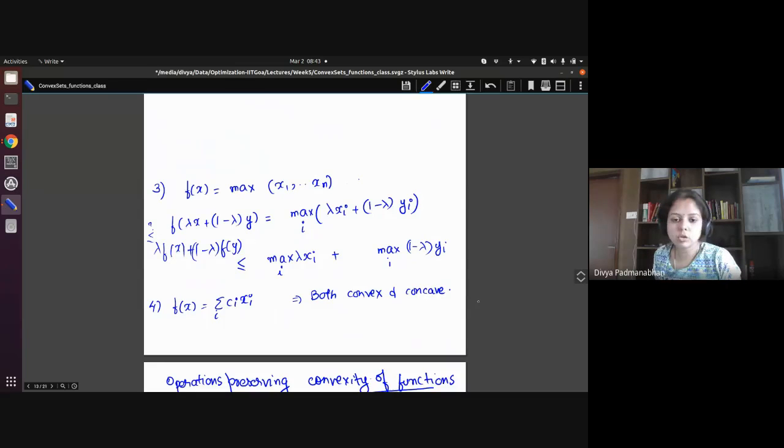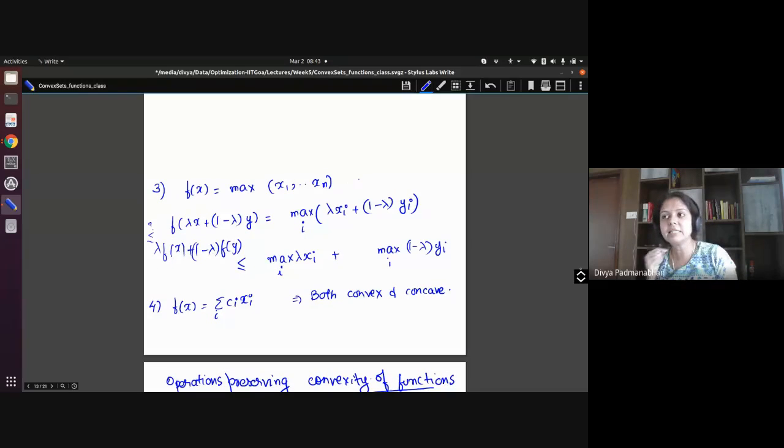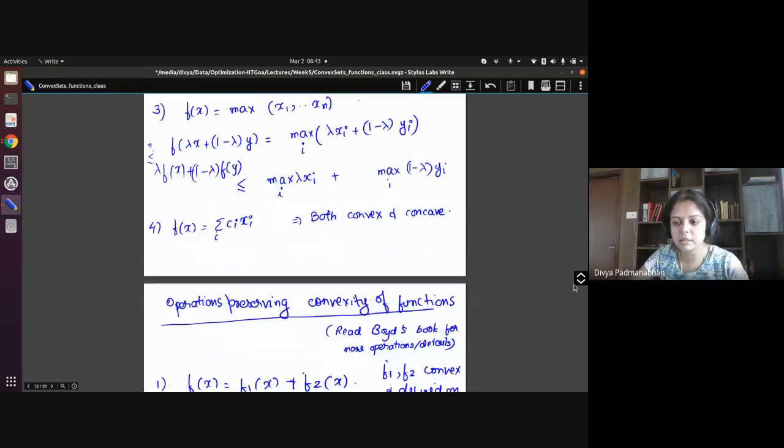And there are so many examples of convex functions, and you're encouraged to go through the Boyd book for all these examples. So in general, like we did for convex sets, there are some operations which will preserve convexity, so that helps you conclude even faster whether some function is convex. So that is applicable here too. Like in the earlier case, we saw about convex sets, and now we'll see with functions.